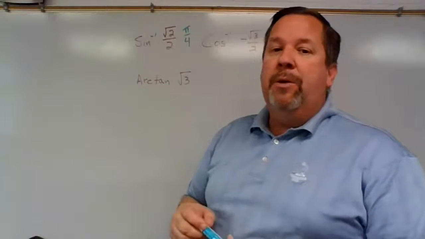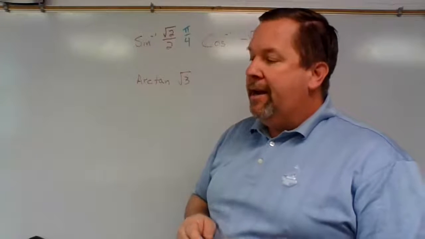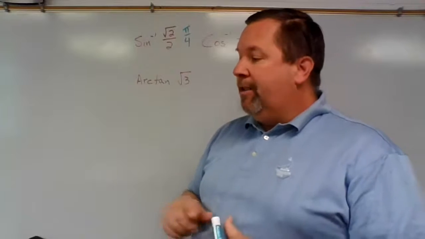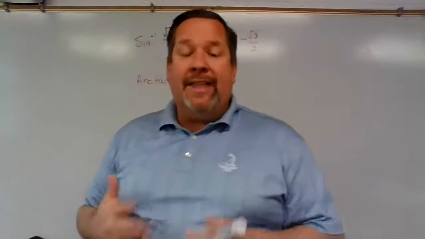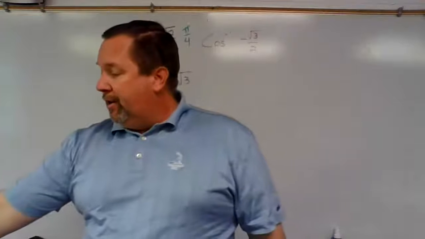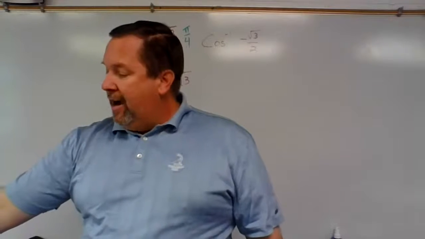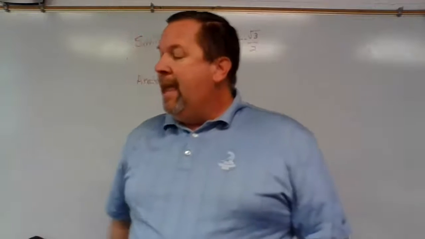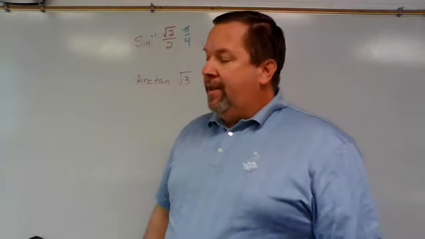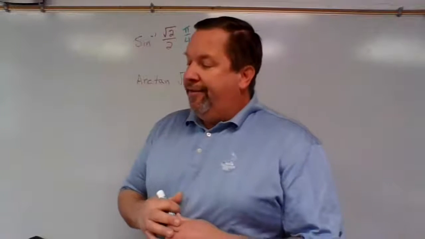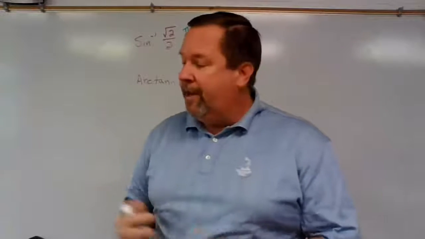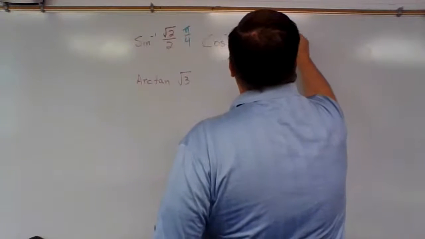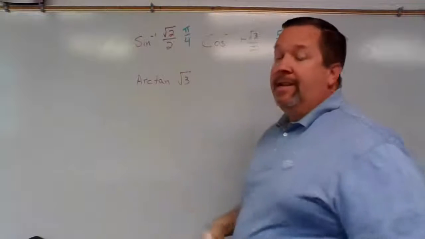So that's a problem, but we have to keep in mind that for cosine, my principal values go from 0 to pi. So I'm going to look from 0 to pi, and I know cosine is the x value on a unit circle. I'm going to find where the x value is negative root 3 over 2. And I find my angle all the way in the second quadrant, and it's 5 pi over 6. Hopefully you can see and find that. 5 pi over 6. That's the answer.